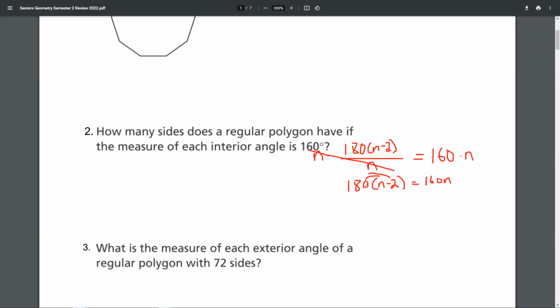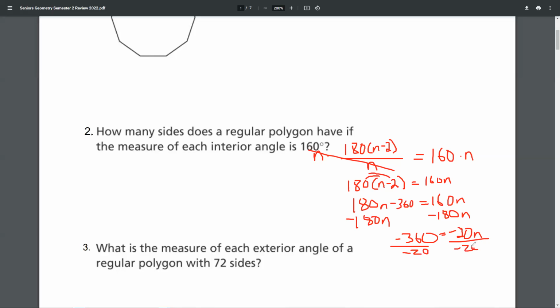We're going to distribute the 180, so that's going to be 180n minus 360 equals 160n. We're trying to solve for n, which is the number of sides. So we're going to subtract 180n from both sides, and we get negative 360 equals negative 20n. We can divide both sides by negative 20, and it's going to give us n equals, so 20 times 20 is 400, so that's going to be 18. So this polygon would have 18 sides.